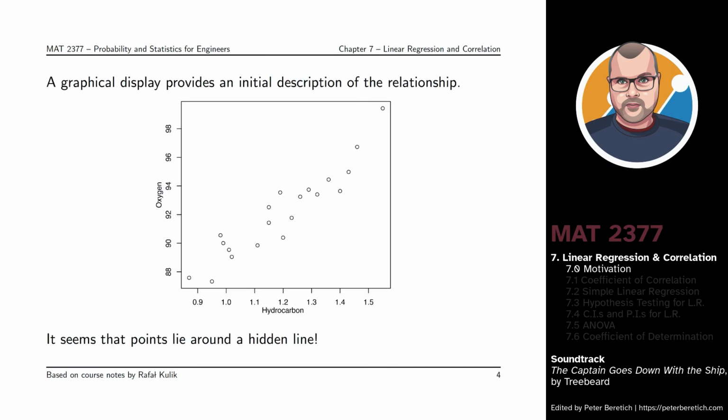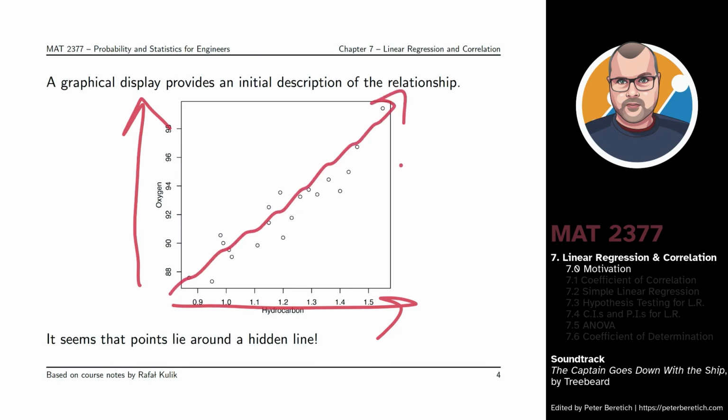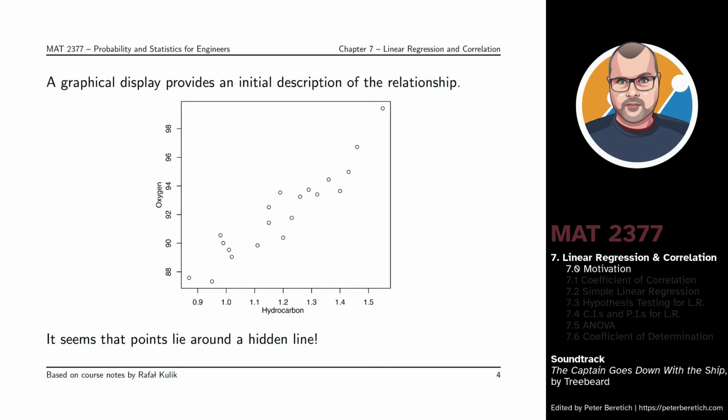If you take the time to prepare a graphical display of the joint values of X and Y, it certainly seems as though there's a relationship. On average, when X increases and the hydrocarbon levels increase, it looks as though the corresponding oxygen levels also increase. So roughly speaking, this is the kind of relationship we think we're seeing. But there's a fair amount of noise, there's a fair amount of randomness. It does seem though as though the points are all aggregating or lying around a hidden line, a hidden curve. This hidden line, and how to find it, is going to occupy our time for the next few seconds.